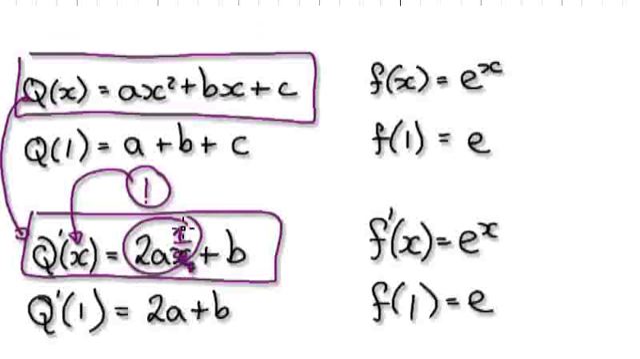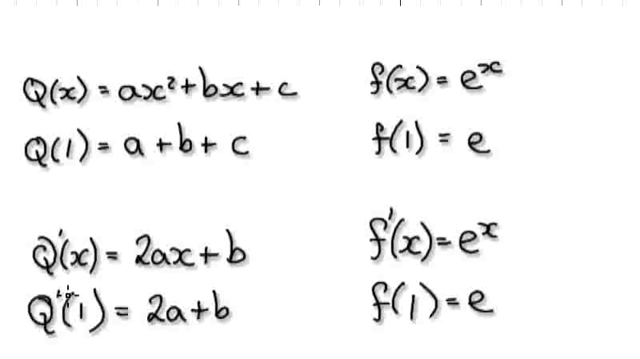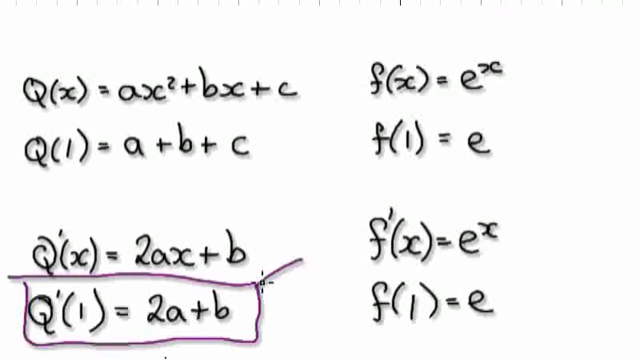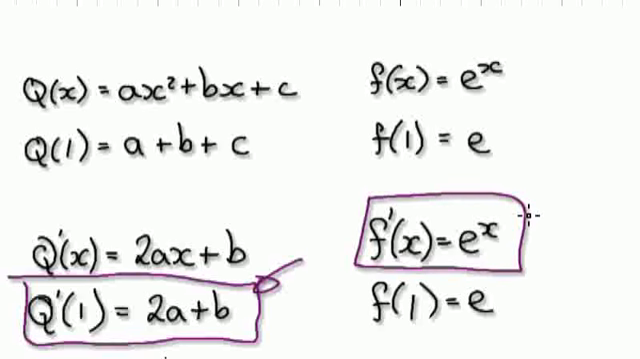So this thing here will be 2a. And then the b is still there. Okay. So the first derivative of our quadratic at x equals 1 will be this, definitely, for sure. Okay. And then now look at the first derivative of our original function. So when you put 1 into here, it will still be this.